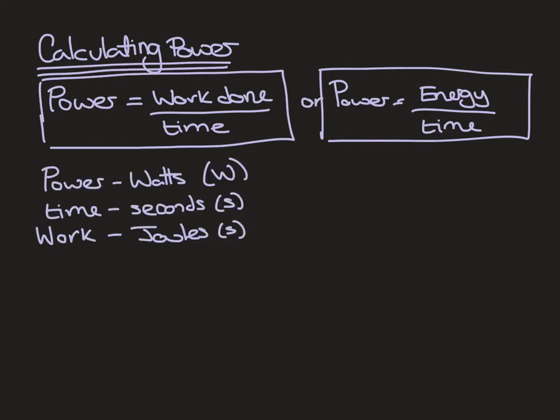A couple of things to remember about the equation. Power is measured in watts, which is going to be represented by a capital W. Don't confuse that with the symbol for work done, capital W, that you get in the equations. Time is going to be measured in seconds in this equation, and the work done is going to be measured in joules.